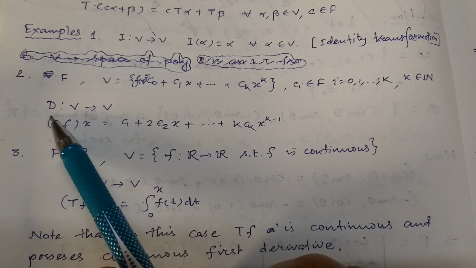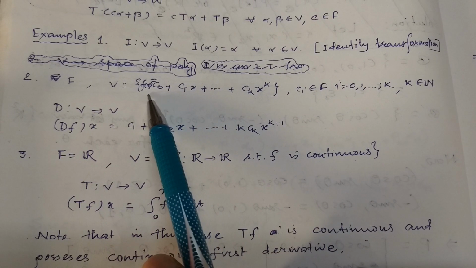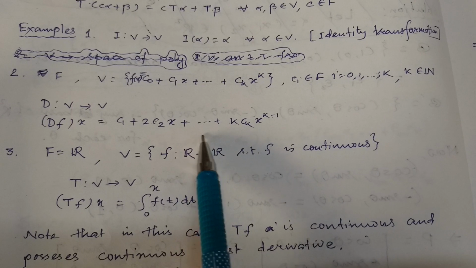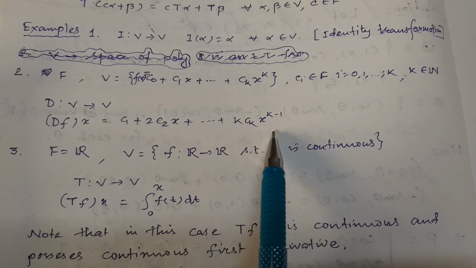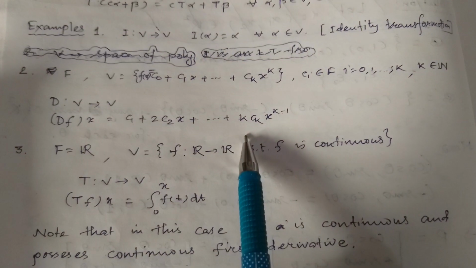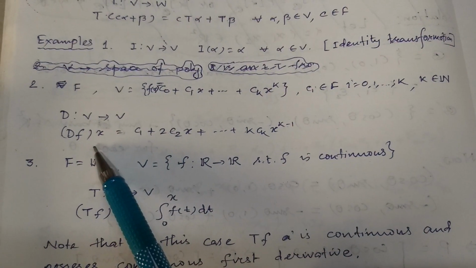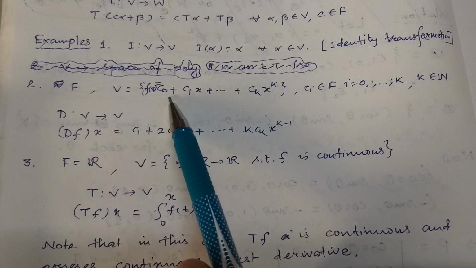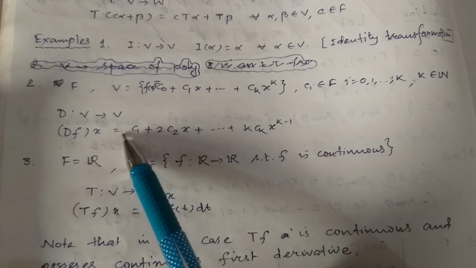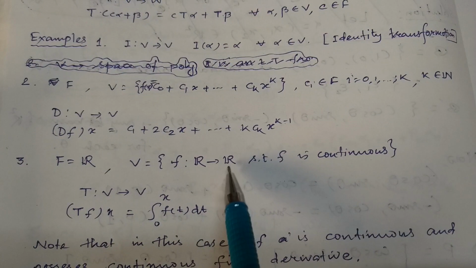Now let us take D to be a transformation from V to V. It is defined by D(f)(x) = c1 + 2c2x + ... + k·ck x^(k-1). That means it is the differential operator. So you can now verify that it is also a linear transformation. You have to take two arbitrary elements f and g from V, then you can prove that D(cf + g) = c·D(f) + D(g).